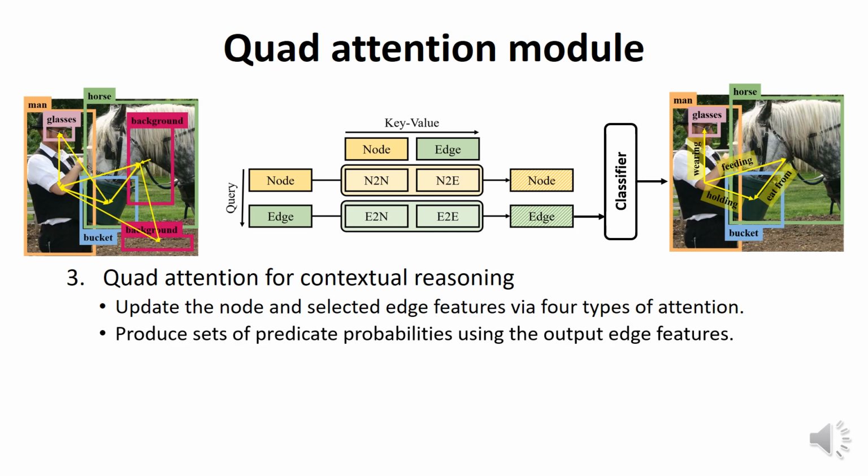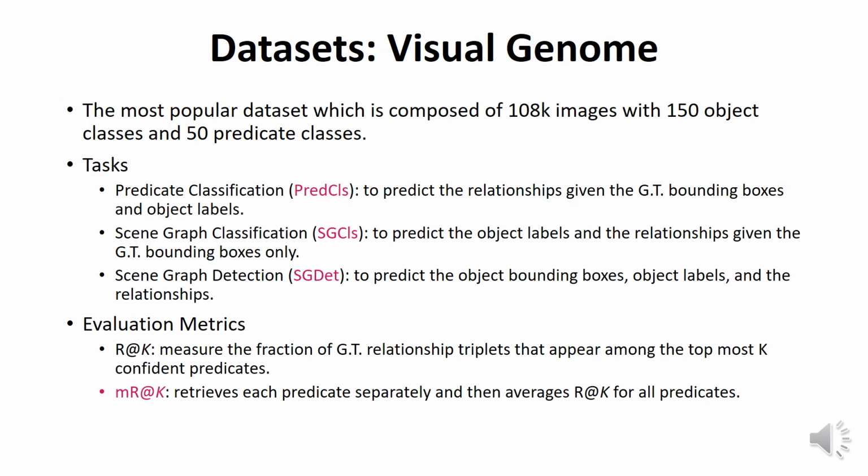Next, we'll take a look at our experimental results. We used the Visual Genome dataset, which is the most popular dataset for scene graph generation. For your information, I provide the details of the dataset and evaluation metrics in the slides. If you need, then stop the presentation and refer to them.